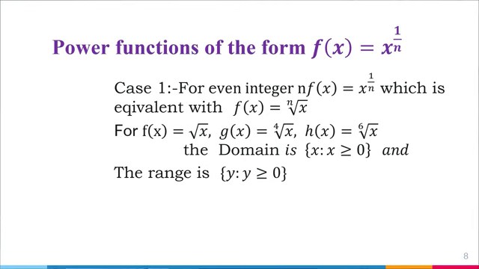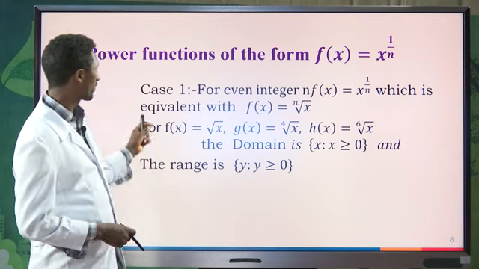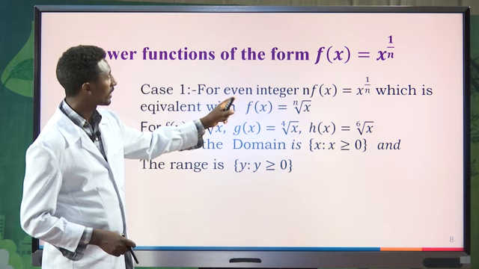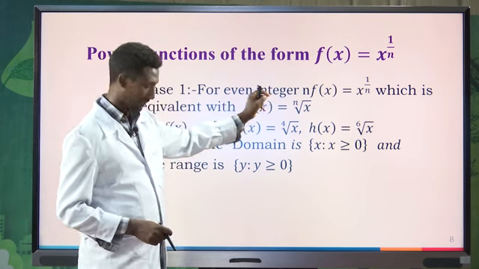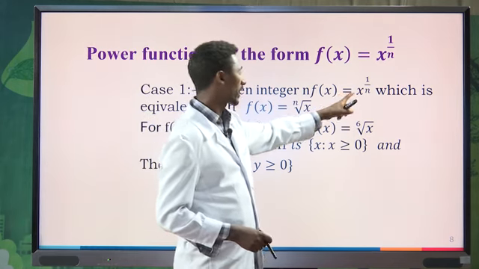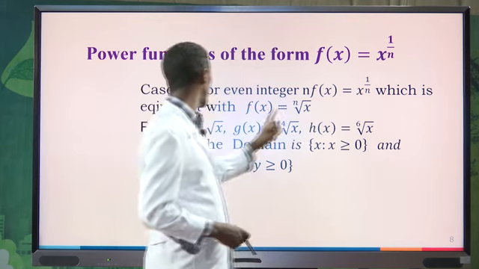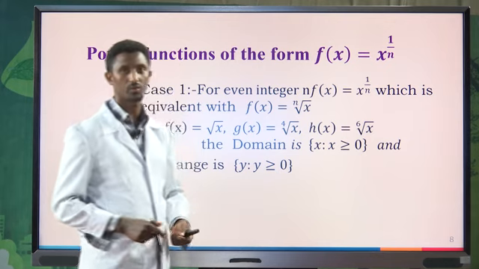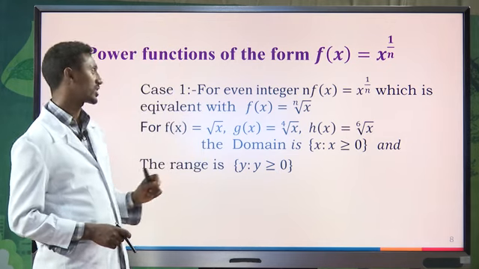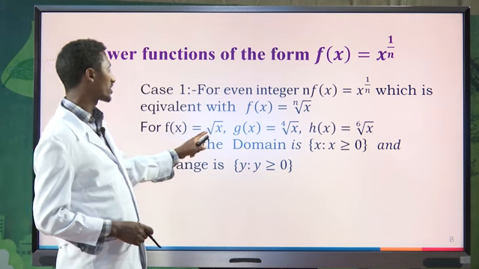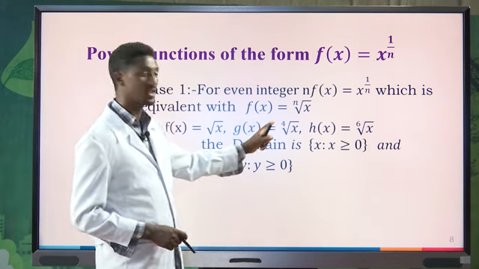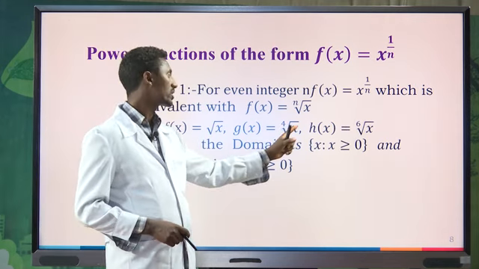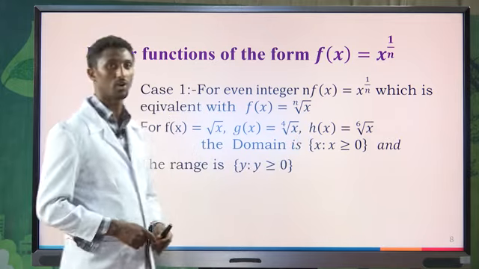Here also we'll consider two cases. The first one, for even integer n, f of x equals x to the power of 1 over n, which is equivalent to f of x equals the nth root of x. These are some examples: f of x, the square root of x; g of x, the fourth root of x; h of x, the sixth root of x.